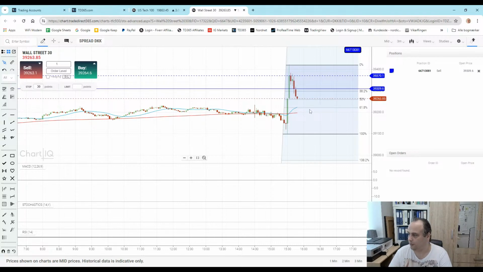But the 50% area is the most important area of a move. So if you take the move from here to here and then get the 50%, this is the most important. This is where you get settled on whether price is going to turn around or not. That's why you can see it's now fighting with this area. But this was my target, so I'm just going to give it a little bit more room, and if it doesn't do anything, I will close it.